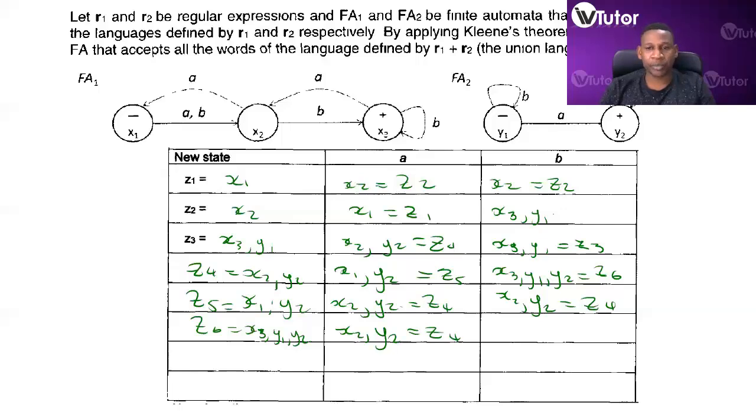If you are in X3 and you encounter B, you are staying in X3, Y1. If you're in Y1 and you encounter B, you're staying in X3, Y1. Y2 and you encounter B, you are staying there in Y2. Right? So this is equivalent to saying X3, Y1, Y2, which is Z6. So we stop here, we are done. The next thing is then to draw the finite automata. For us to draw the finite automata, we identify the initial state and the final states, only those that contain Y2. So we have got 3 final states like that.